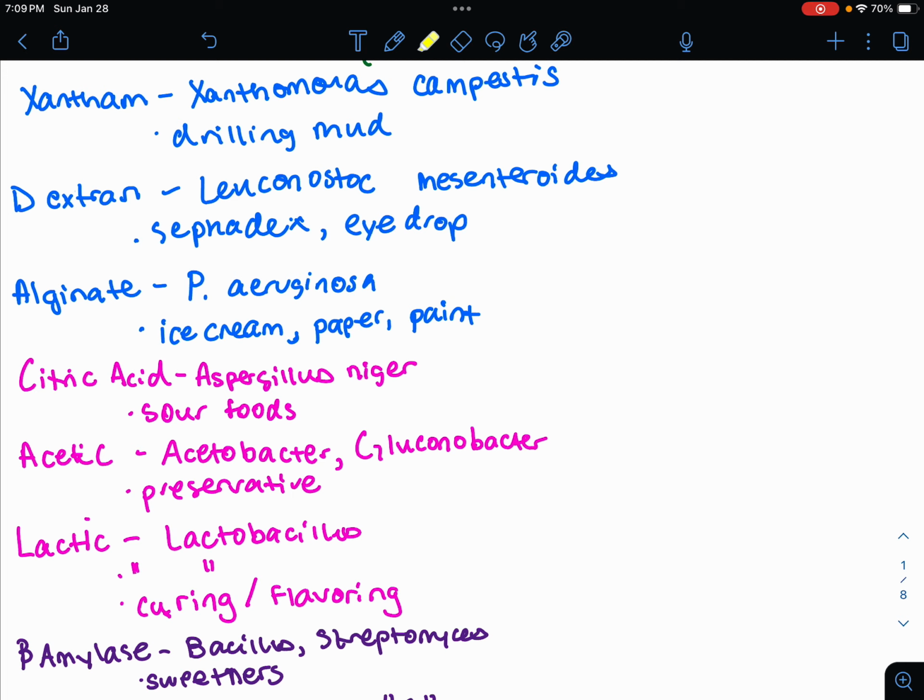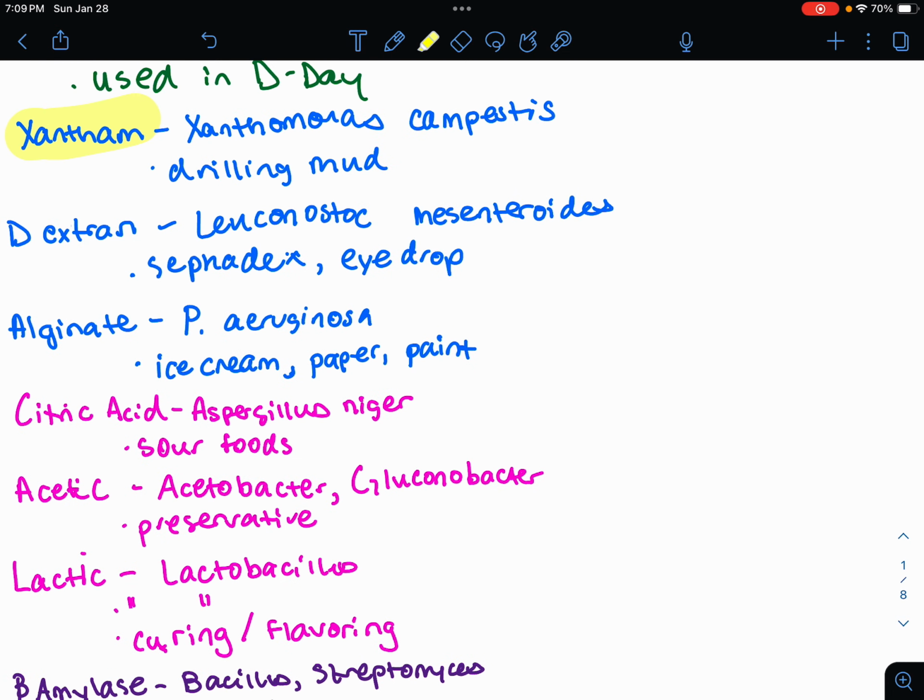Okay, so polysaccharides, we have xanthan. Xanthan gum is made by Xanthomonas campestris, sorry about that. It's used in drilling mud, toothpaste, and salad dressing. So again, xanthan gum is from Xanthomonas campestris, and it's used in salad dressing. Dextrin, this is another polysaccharide. This is from Leuconostoc mesenteroides. It's used in eye drops as well as intravenous solutions.